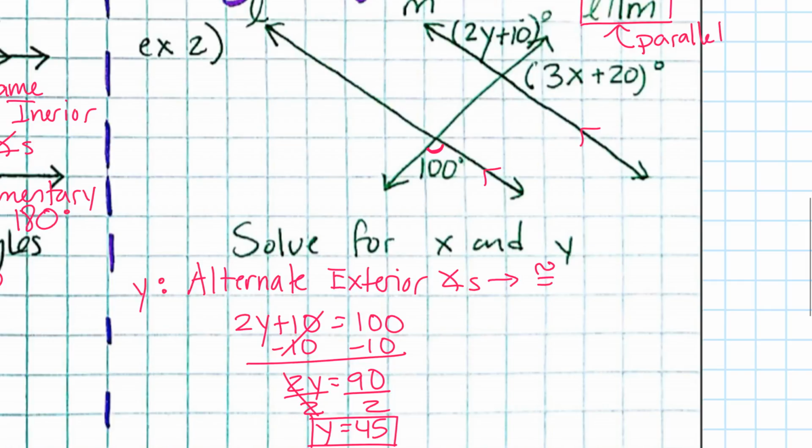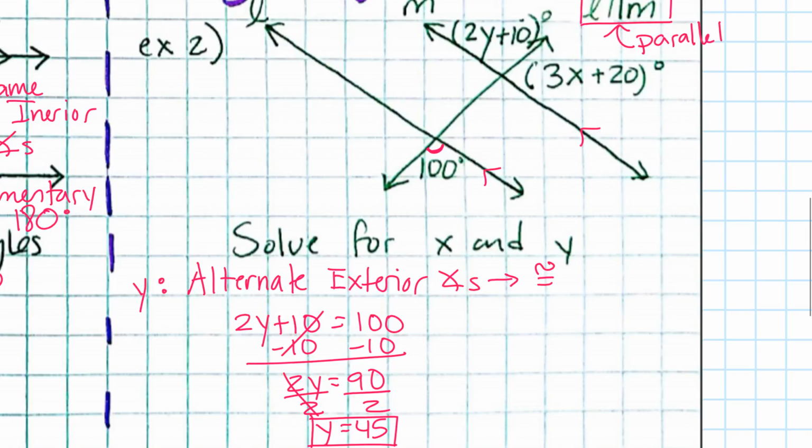Yes. You could do 100 plus 3x plus 20 equals 180. And how do you know that? Yeah, they're same side exterior, and same side exterior angles are supplementary. What's another way that you could solve for x? Now that we know y, the y angle and the x angle are what to each other? How do you know?